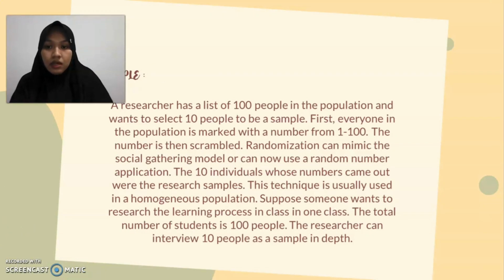For example, a researcher has a list of 100 people in the population and wants to select 10 people to be a sample. First, everyone in the population is marked with a number from 1 to 100. The numbers are then scrambled. Randomization can mimic the social gathering model, or one can now use a random number application. The 10 individuals whose numbers came out are the research samples.